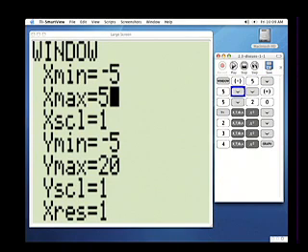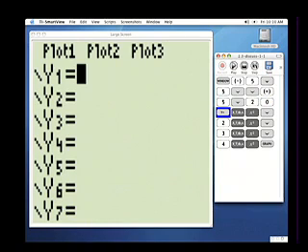Then we need to move down twice, because we're going to leave the x scale the same, and for the minimum for y, we want to enter -5. Then we need to move down to the max for y and enter in 20, and we're going to leave the resolution and the scale for x and y the same. The final thing you want to do on your keypad is hit the equation key, so that we can enter the equations.